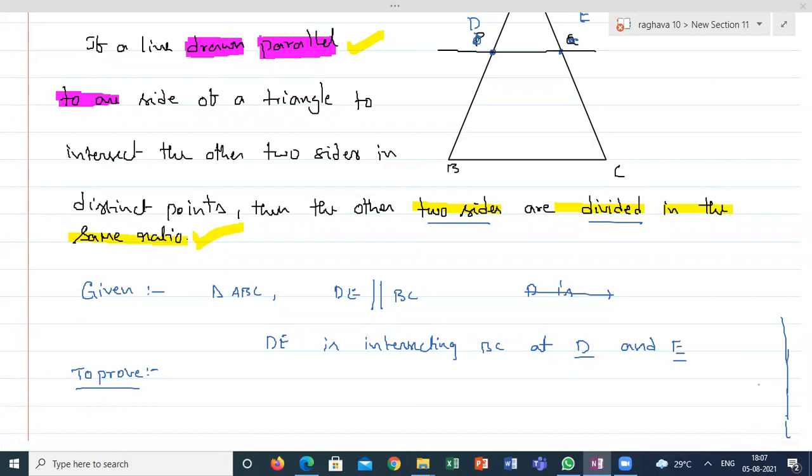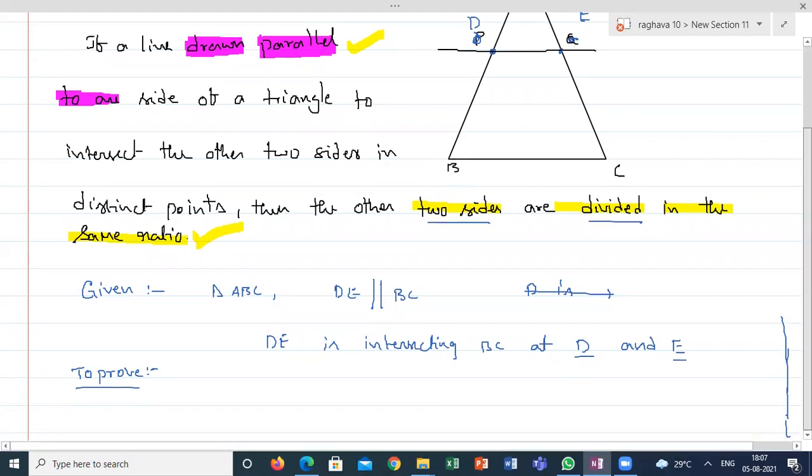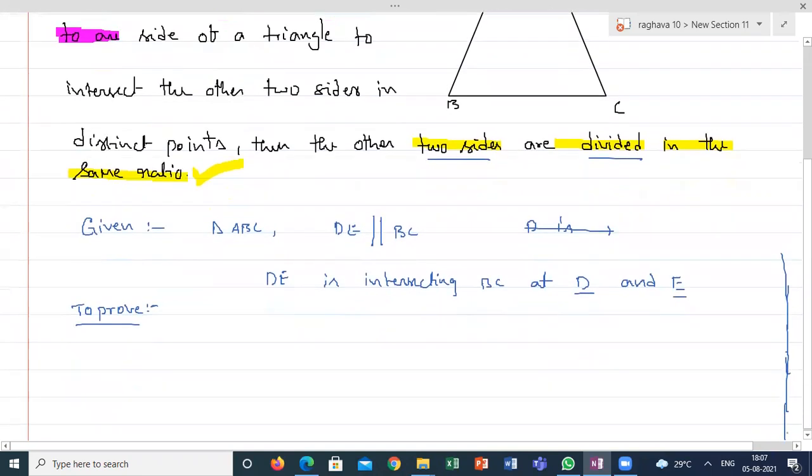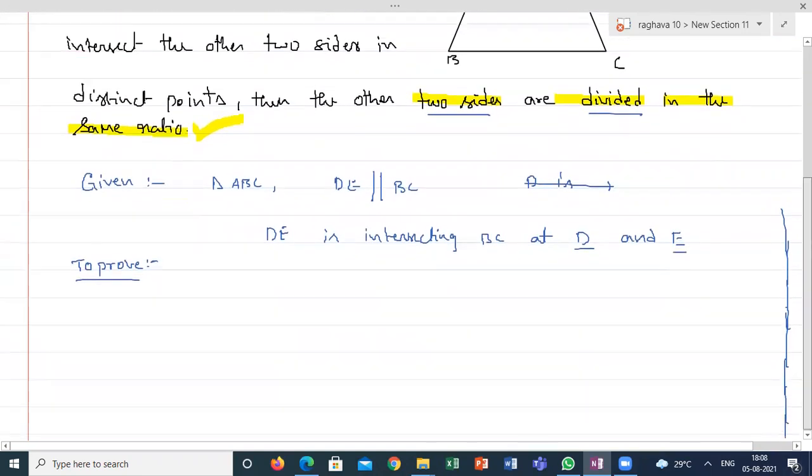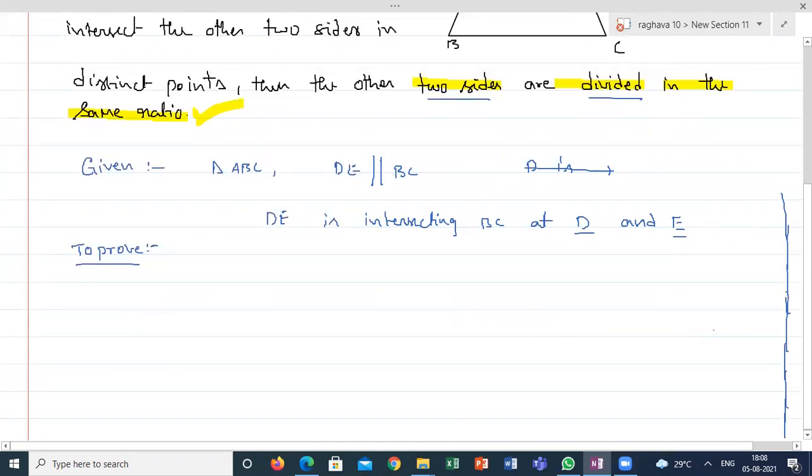So what is being asked? They will divide into the same ratio. This is very much important. Always you have to identify the given statement as a mathematical statement. So you have to prove this: given a triangle ABC, and a line DE parallel to BC. This point is D, this point is E.